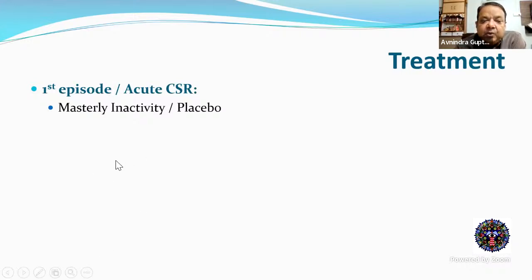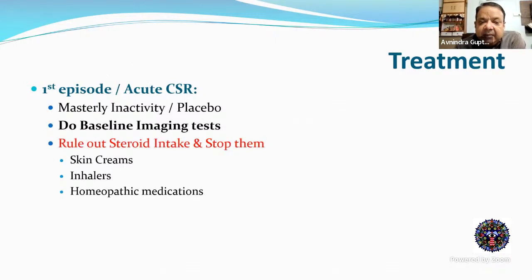If a patient comes to you with the first episode, that is an acute central serous retinopathy, then these patients are observed. So a baseline imaging is done in these patients. These patients are counseled to change their lifestyle, and stress should be relieved. So we ask this patient to do some meditation, sleep on time, get up on time, and maintain a healthy routine.